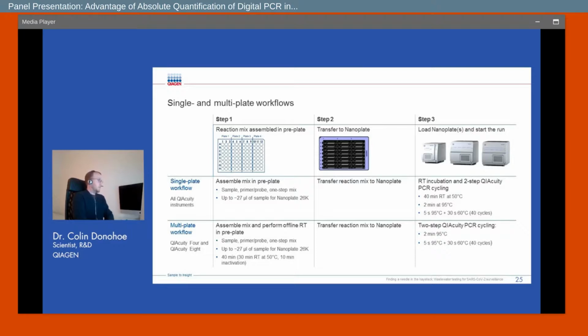Therefore, we came up with the idea that users would assemble their reaction mixes in pre-plates, which are anyways standard 96 well PCR plates, and they would perform an offline reverse transcription step in the pre-plate. After the reverse transcription took place, the user would inactivate the reverse transcriptase enzyme using a 10-minute inactivation step, then transfer their reaction mix to the nanoplate, and then perform the two-step QIAcuity PCR cycling in the QIAcuity instrument.